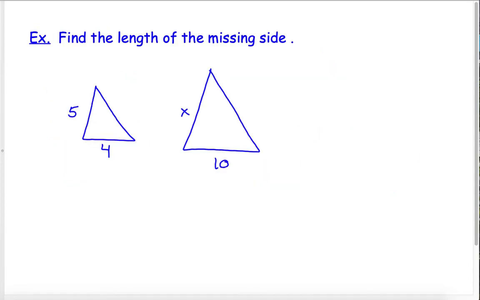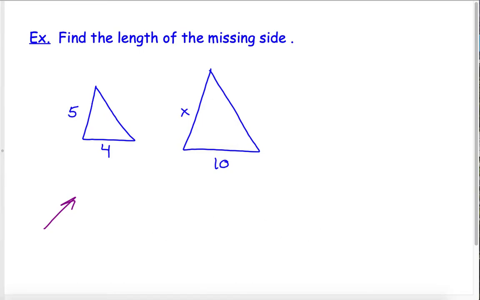Find the length of the missing side. Now, when you first look at this, you might think, okay, I'm just going to match up 5 with x and 4 with 10. Unfortunately, there's no information here that's telling us these two triangles are similar. So technically, right off the bat, you could look at this and say there's not enough information to solve this. All right. So I want you to keep that in mind because sometimes on worksheets they don't really have enough information. They're not clear enough, and so you're really not sure how to set this up.